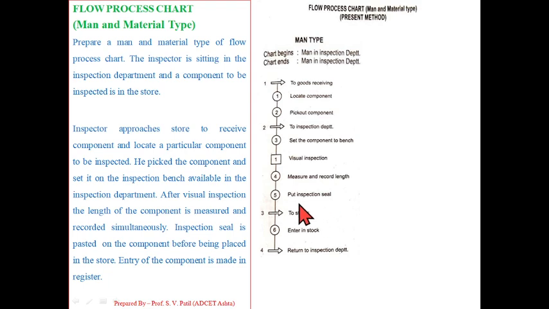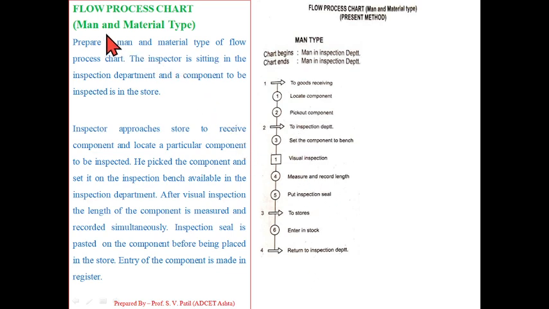Then the inspector is supposed to travel towards the store to store that component. So this is a transportation. Then it is required to do the official entry of that component, so enter in the stock, an operation. And again he is supposed to return to the inspection department. Already we have mentioned the chart ends, that is man in the inspection department, so that transportation symbol we are supposed to enter over here. So this is the chart that we have prepared for the man type.